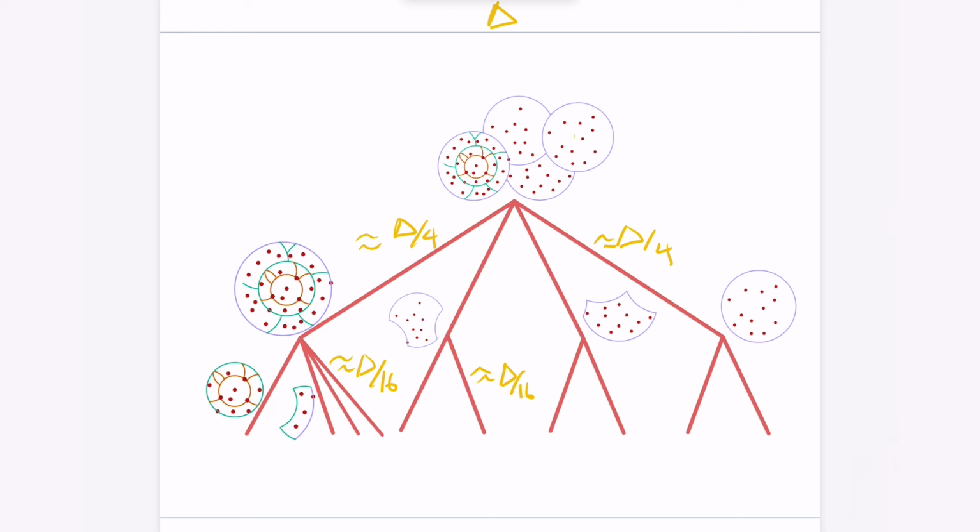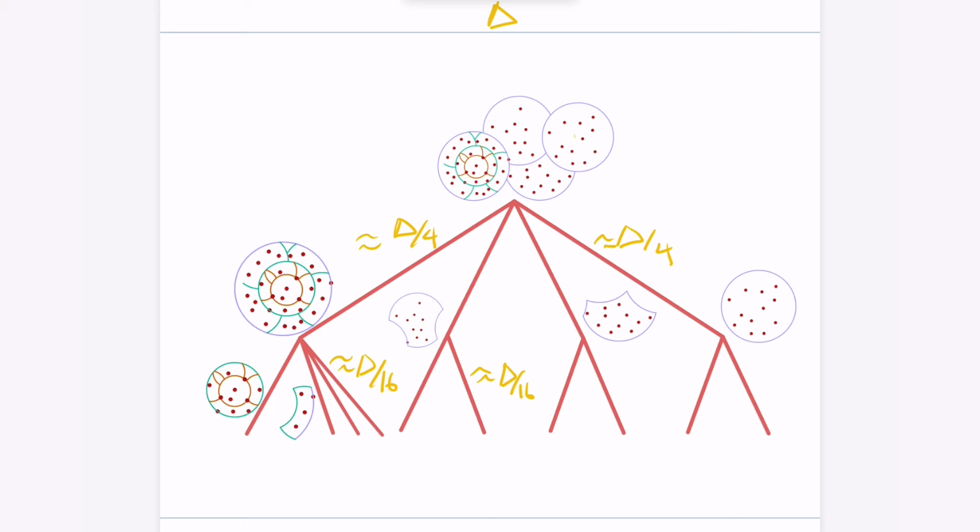Each of these nodes represents the part of the graph that remains. So at the top we have the entire graph, and then we scooped out these four top level things, right? And then this gets scooped out even further, and so on and so forth.